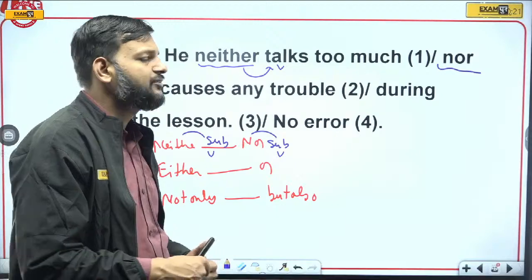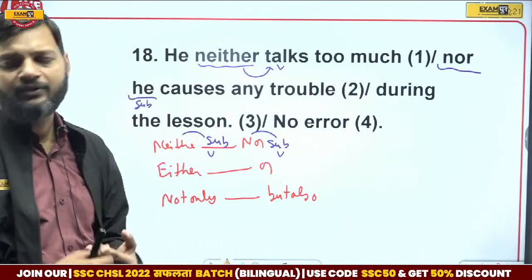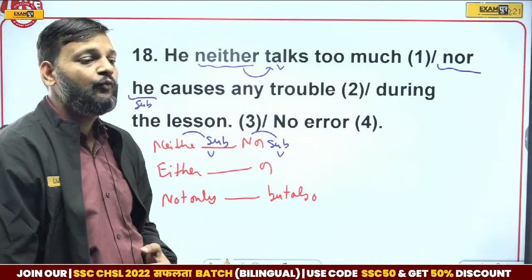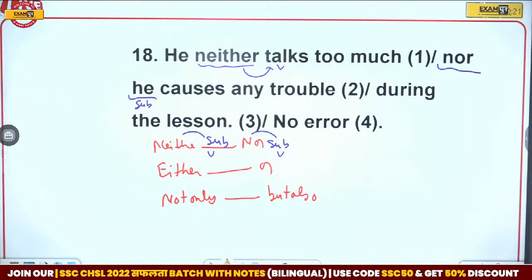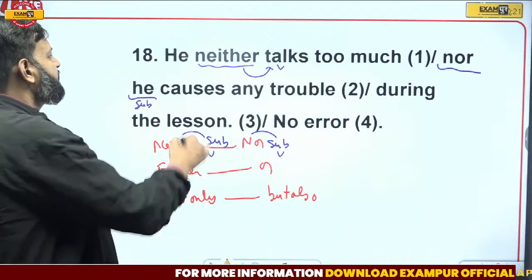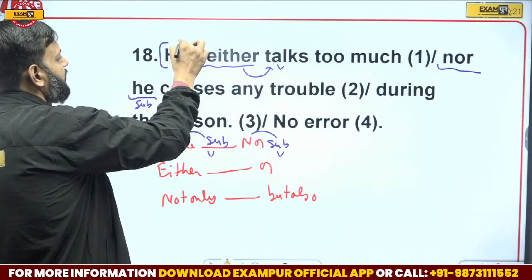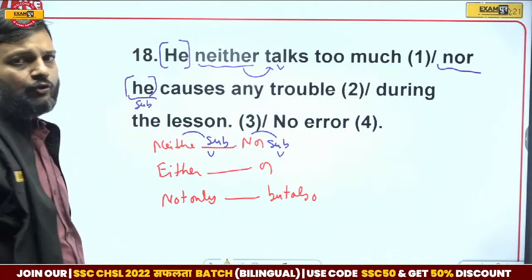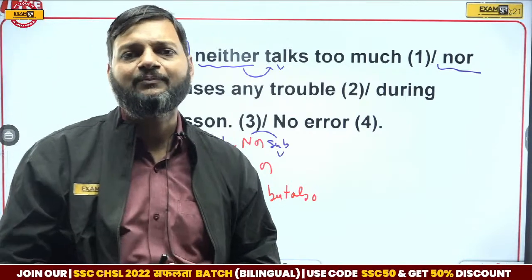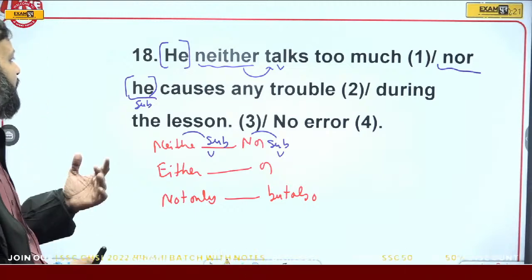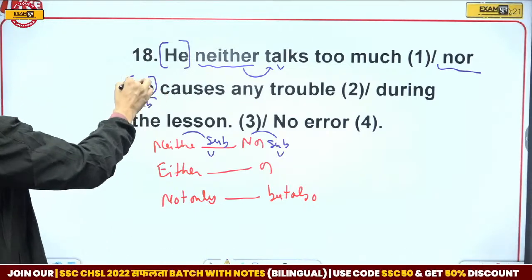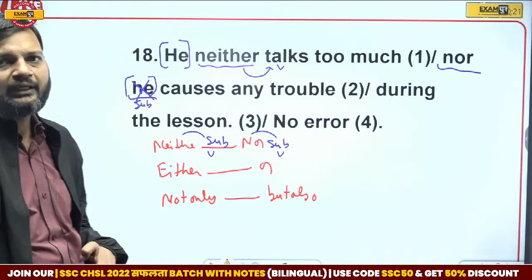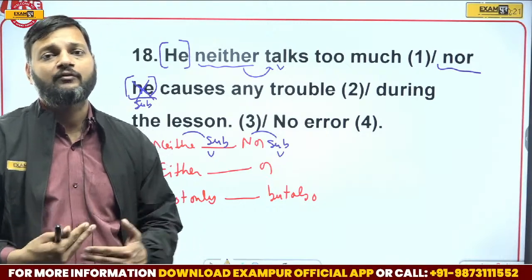So where is the error actually? In the first part or in the second part? See, the subject is common. The subject here is he, and he is common, so there is no need to repeat the subject unnecessarily. We just need to remove he. Now both the problems are solved.